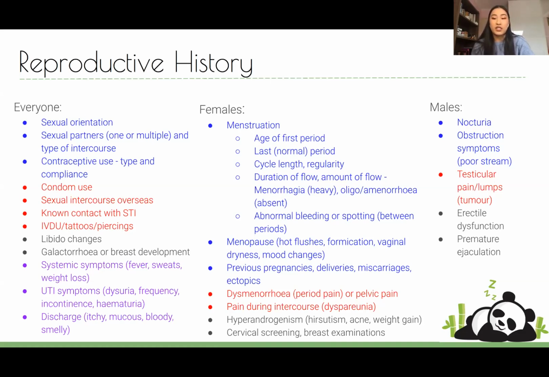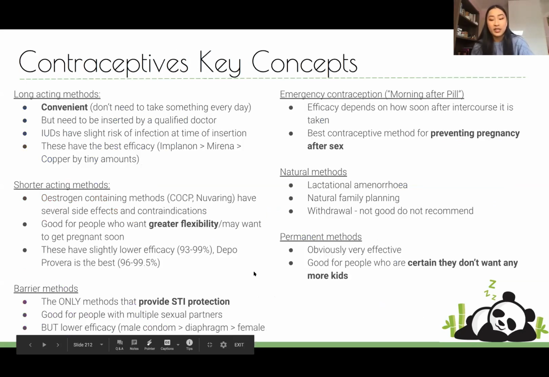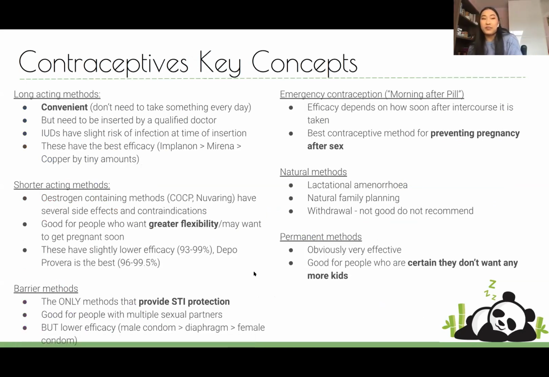Do they have erectile dysfunction? Do they have premature ejaculation? So that is everything that would go into a comprehensive repro history. Very lengthy. Then we get into contraception.